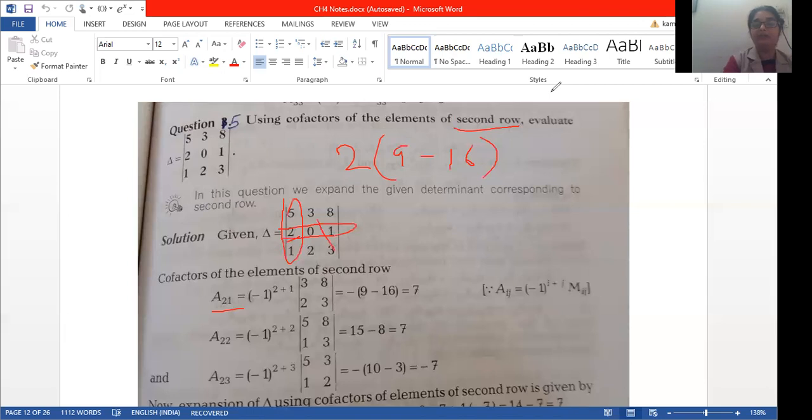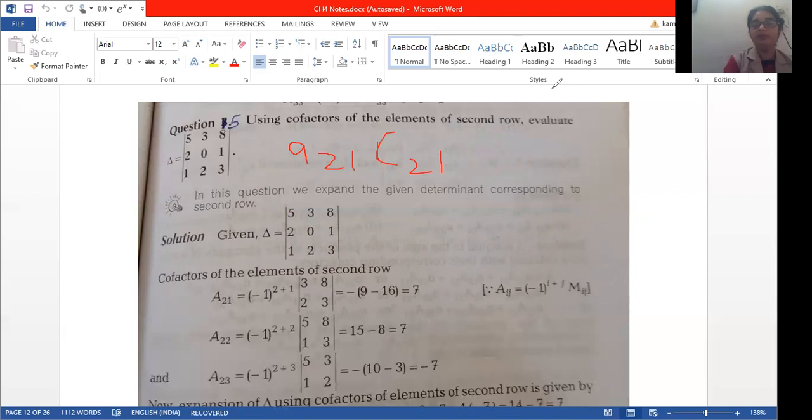And what sign will come? Just see, A21 is equal to 2. So we will have minus 1 to the power of 2 plus 1. This value will be equal to minus 1 to the power of 3, which is minus 1. Minus 1 into 2 will be what? 2 only. Yeah, 9 minus 16. Now 2 we will not multiply. Actually, we are just expanding it along this row. If you want to use this, use it. Just see what was written: A21 multiplied by C21. Clear?